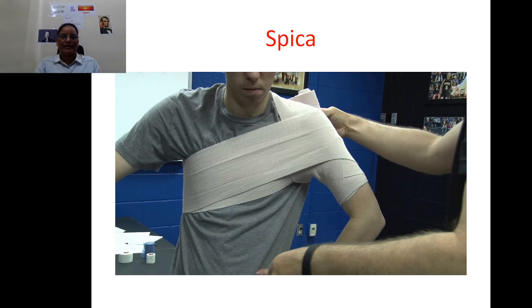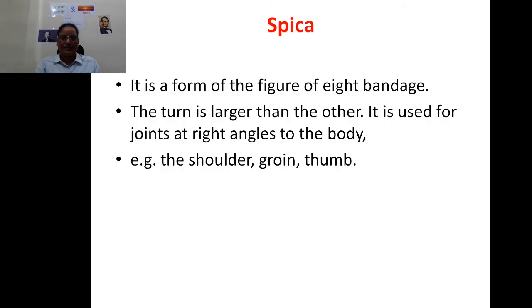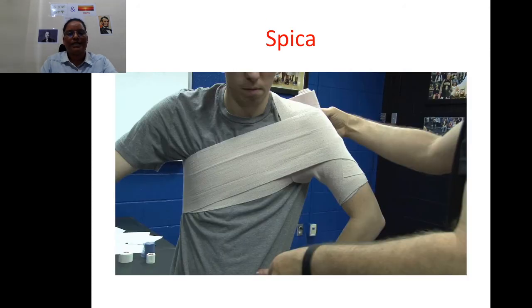Then spica. Spica is a form of figure of 8 bandage. One turn is larger than the other. It is used for joints at right angles to the body, for example, the shoulder, groin and thumb. Here we can see the bandage of shoulder spica. I hope it is clear from this picture.